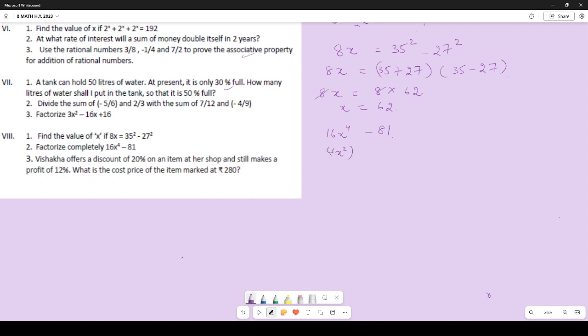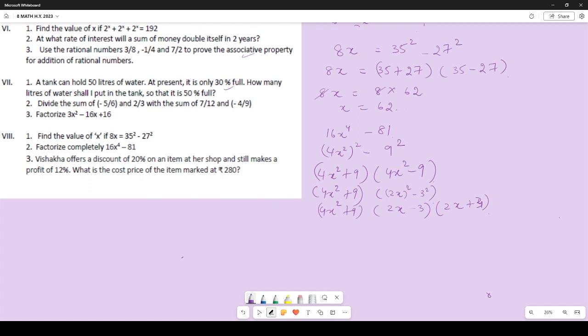Factorize completely 16x to the power 4 minus 81. This is 4x square whole square minus 9 square. So what you get is 4x square plus 9 into 4x square minus 9. Now remember, this is again a difference of squares. So what you have over here is 2x whole square minus 3 square. Okay, so 4x square plus 9 remains the same, and you get 2x minus 3 into 2x plus 3. So that is complete factorization.